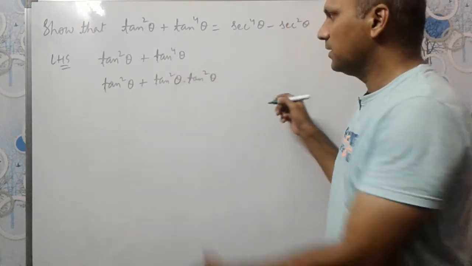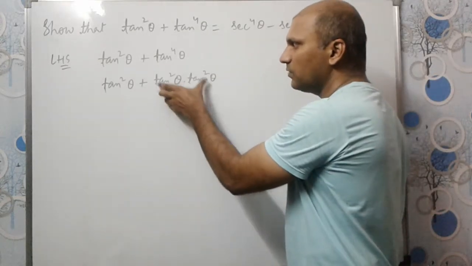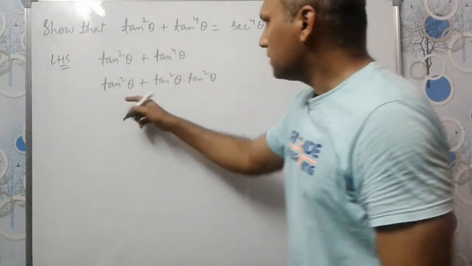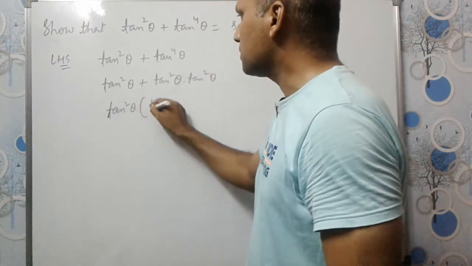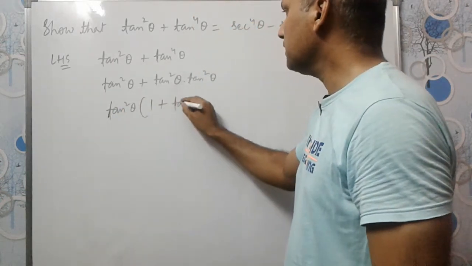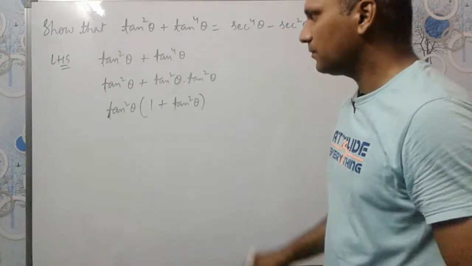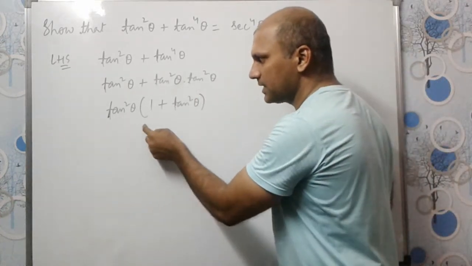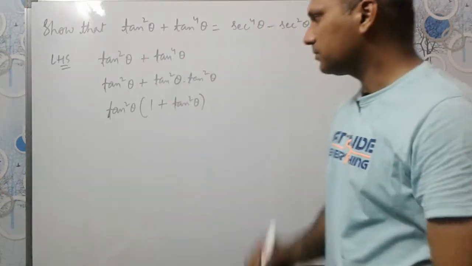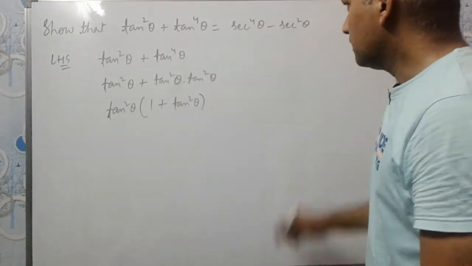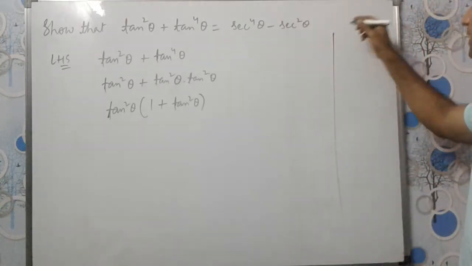Two times, so that it will become tan power 4 theta only, right? So what can we take common? We can take tan square theta common. So 1 plus tan square theta will come. If you are having doubts, just multiply: tan square into 1 is tan square, tan square into tan square is tan power 4.